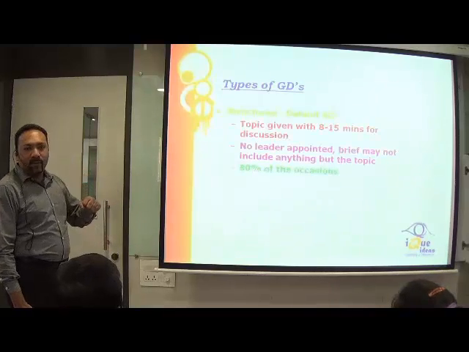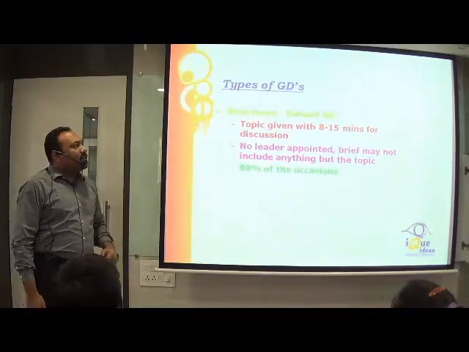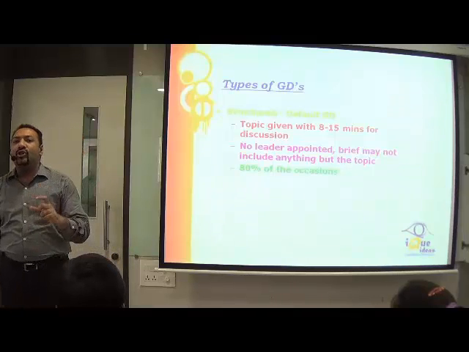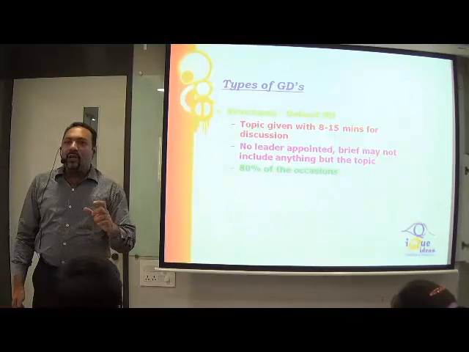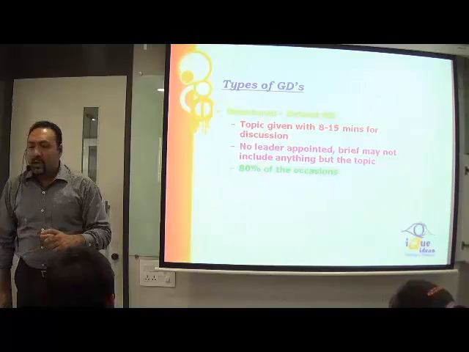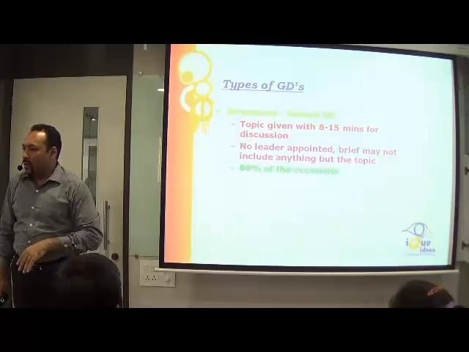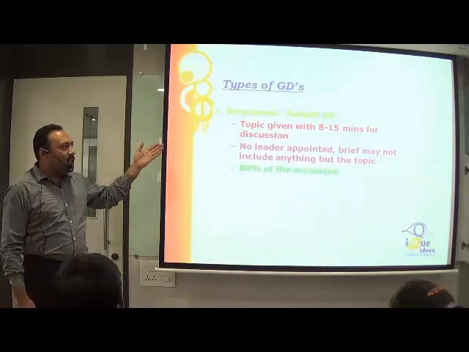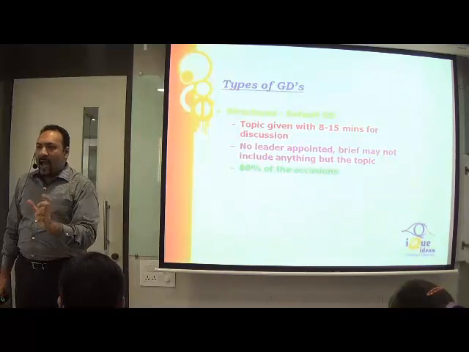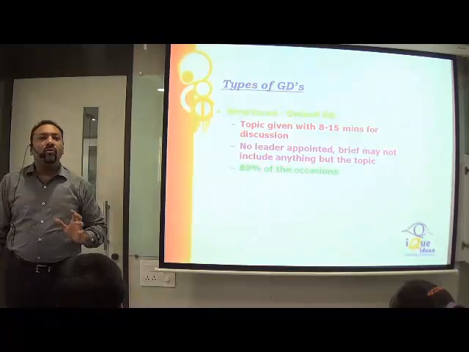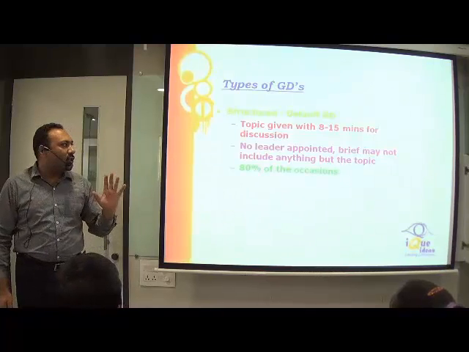Let us understand the types of GD. The first type of GD is known as a structured GD. We call it structured default GD. 90% of the times, this is the GD which you will encounter. What is there inside the GD? A topic is given and you are given a certain time to talk on that topic, discuss on that topic.